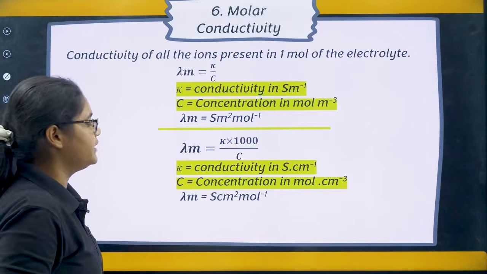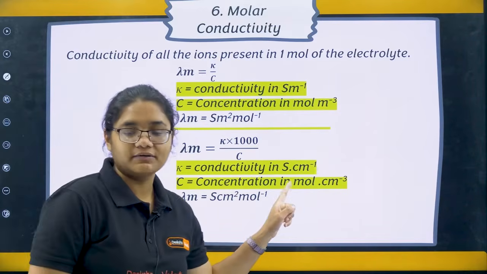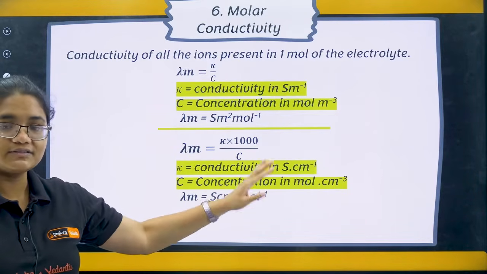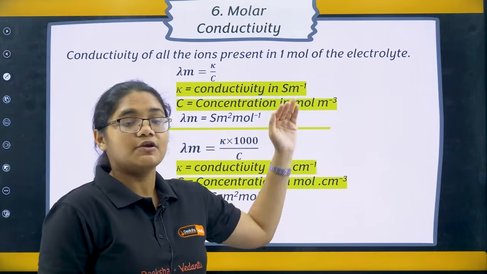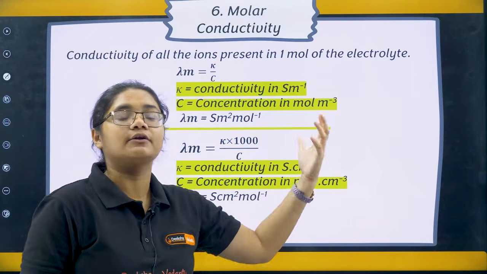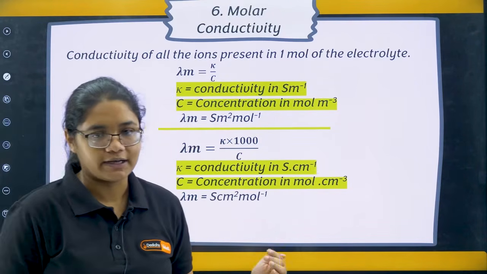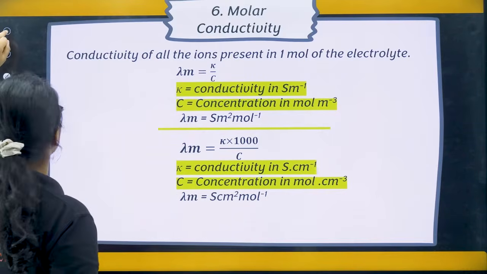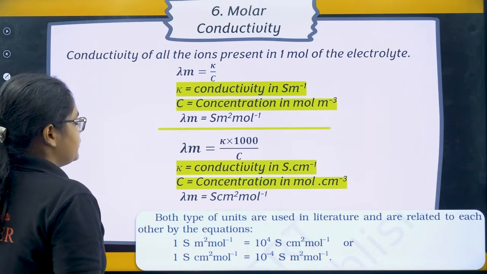So this you should remember. Whenever a question is given, you have to check in which unit the kappa value is. If it is S centimeter inverse, then kappa into 1000 by C. If it is S meter inverse, then kappa divided by C directly. Okay, fine.